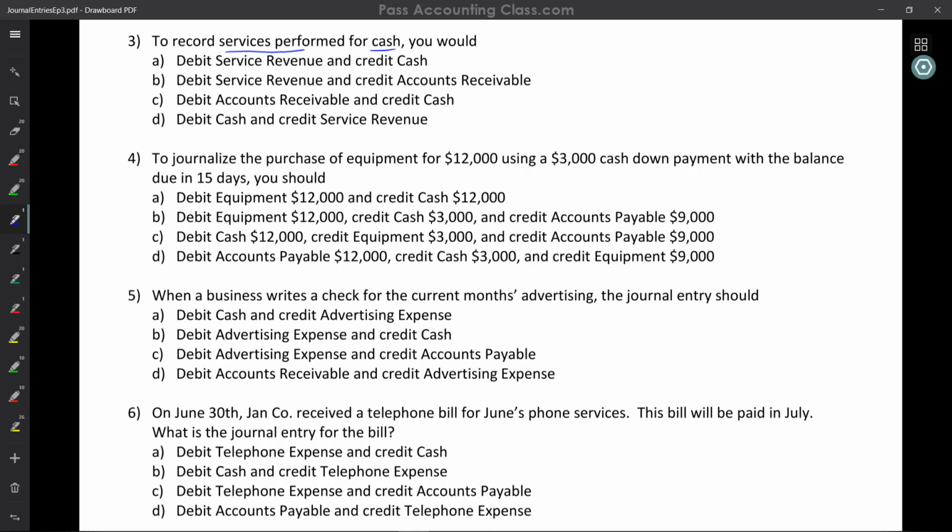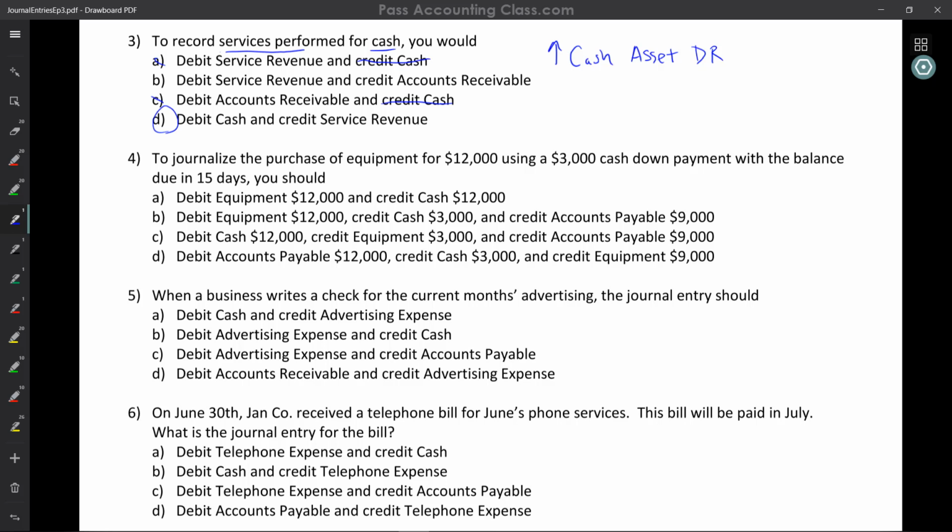So the first thing that I look for in any transaction, if it's dealing with cash, is did cash go up or did cash go down? So here we received cash, so I know cash went up. I know cash is an asset. And to increase the balance of an asset, we need to debit that. So I'm looking for any debits with cash. And the only one we have here is D, where it says debit cash and credit service revenue. So we know A is wrong because we're crediting cash, so that's decreasing cash. We know C is wrong because that's a credit to cash as well, decreases cash.